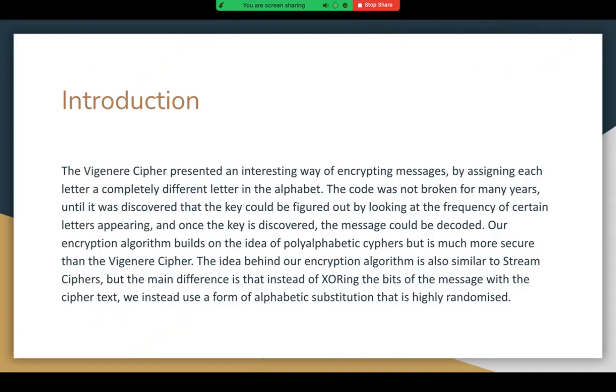Our encryption algorithm builds on the idea of polyalphabetic ciphers, but is much more secure than the Vigenère cipher. The idea behind our encryption algorithm is also similar to stream ciphers, but the main difference is that instead of XORing the bits of the message with their ciphertext, we instead use a form of alphabetic substitution that is highly randomized.